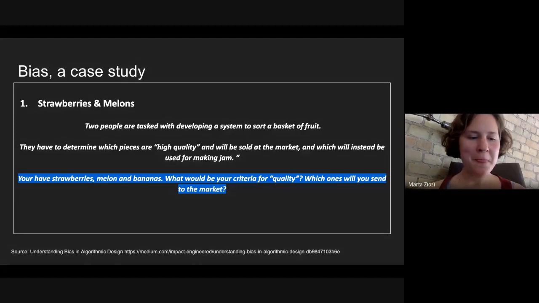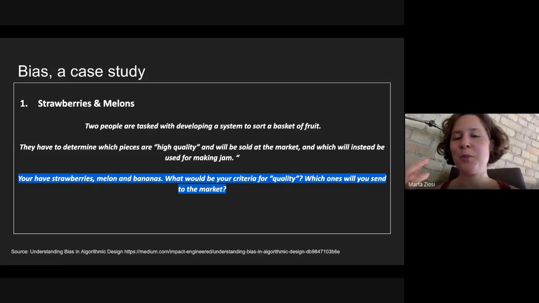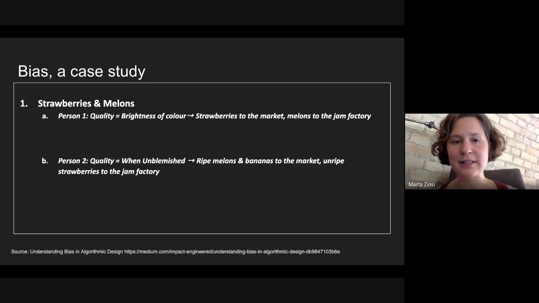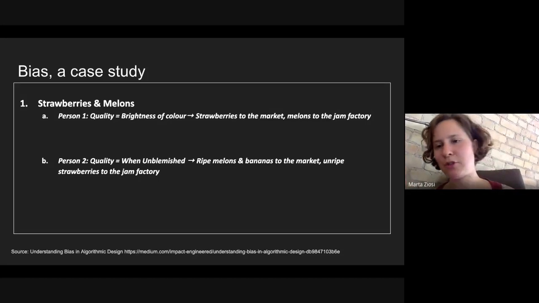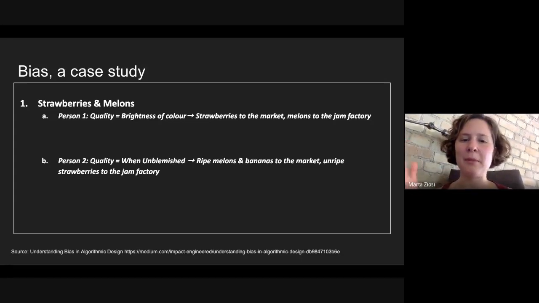Let's see one example. The main intuition here is that when two people are given the exact same data, which is strawberries, melons, and bananas, and the same task, which is to sort them according to quality, we would expect them to be likely to have similar results, right? That's where we come from. Then I took two people randomly, and let's say one chooses brightness of color as the quality criterion, then it would send strawberries to the market and melons to the jam factory. It might be weird to send melons to the jam factory, but it's just an example. And if quality means unblemished, so unstained, you would send ripe, similar to what Phil said, melons and bananas to the market, but unripe, stained strawberries to the jam factory.